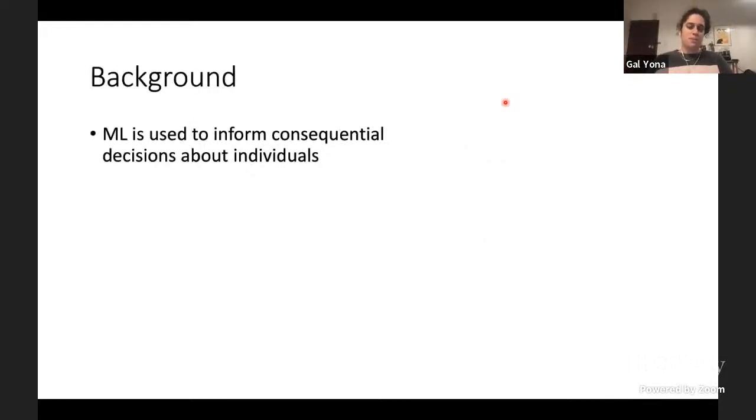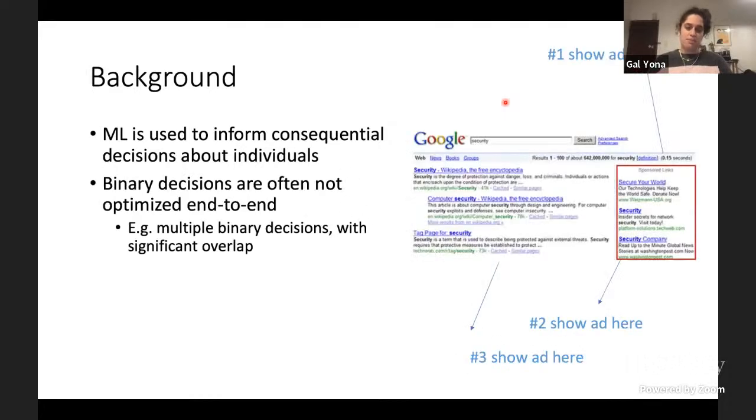Right, as the background sentence that you've heard a million times, machine learning is used to inform consequential decisions about individuals. In this talk, I have binary decisions in mind, and specifically a setting in which I have a bunch of these binary decisions, and these are often not optimized end-to-end. Think of a setting where I have multiple decisions that have significant overlap between them.